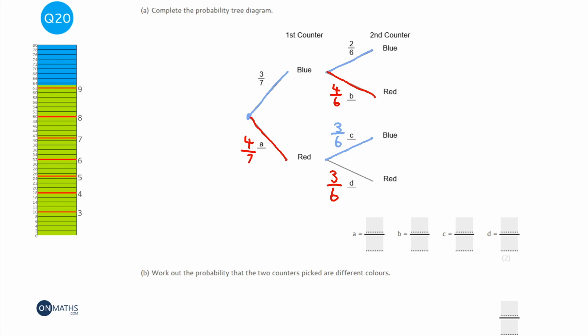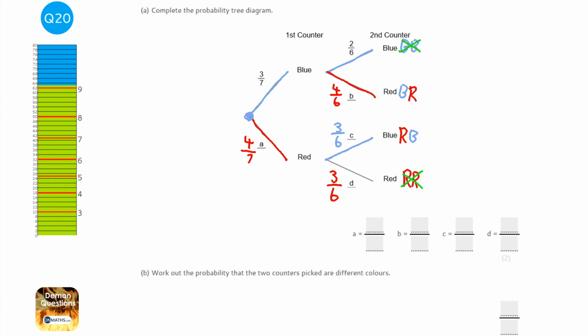So let's follow our routes along. I'm going to go up and then up, so blue and then blue, blue and then red, red and then blue, and you're always starting from this point here, and then red and then red. Now let's have a look. Blue and blue are not different colours, so we're not interested in that. Red and red are not different colours, but the middle two are.